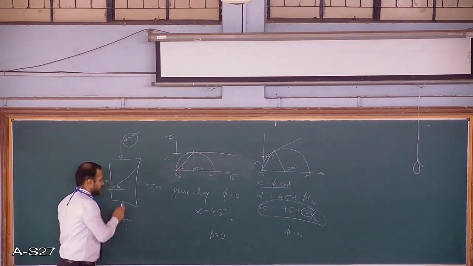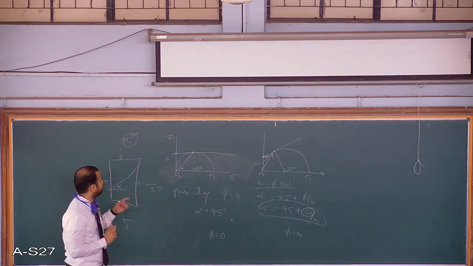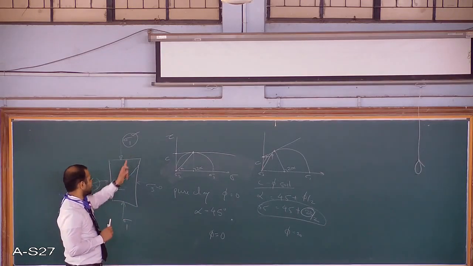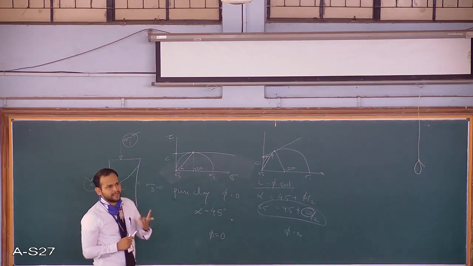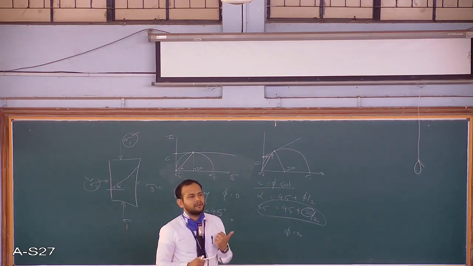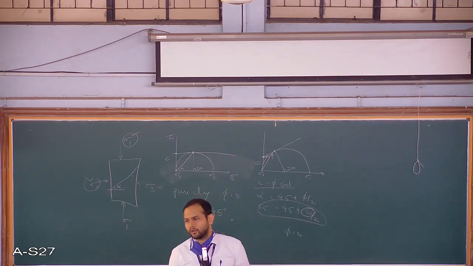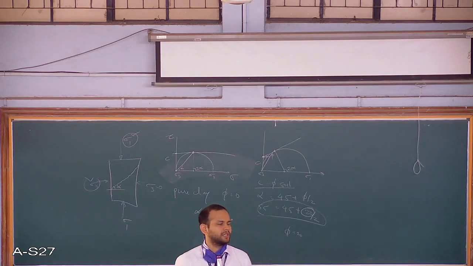After failing, you will get this angle alpha. So you have values of sigma 1, alpha and sigma 3. With these 3 values, you can solve the problem or you can complete the test. Nothing else is required. So with this, you can solve the problems.